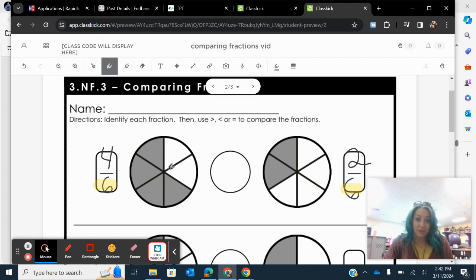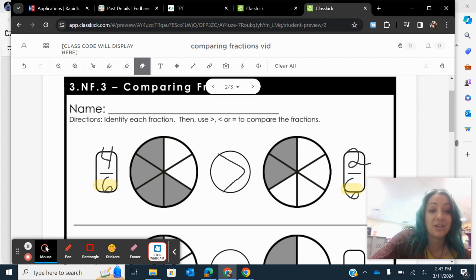Now, you can just look at this. Which looks like it has more shaded in? This one or this one? Yeah, you're right. This one has more shaded in. Now, if I'm looking at my numbers, 4 and 2, which number is larger? 4 is larger. So that means 4/6 is larger than 2/6. We talked about using our symbols to compare. This symbol means greater than. So this says 4/6 is greater than 2/6.